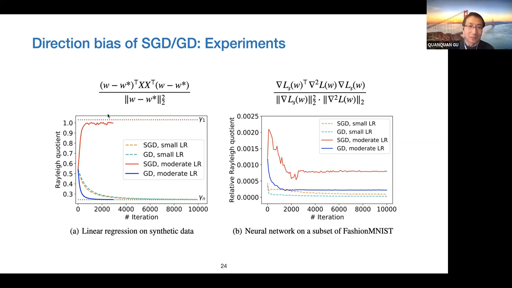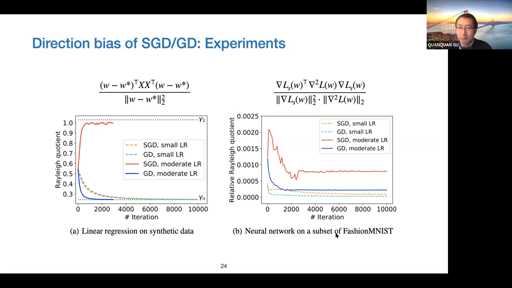Talk to you later. So for this one, basically we show that indeed for SGD with moderate learning rate, it will converge to some large Rayleigh quotient. But for GD with a small learning rate, or for GD with both small and moderate learning rate, they will converge to some small Rayleigh quotient.